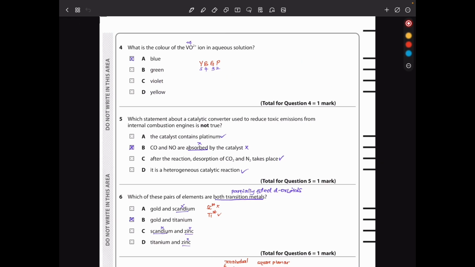In question 4, what is the color of vanadium 4 ion in aqueous solution? It's going to be blue because you remember the colors. Vanadium 5 is yellow, 4 is blue, 3 is green, and 2 is purple or sometimes violet.